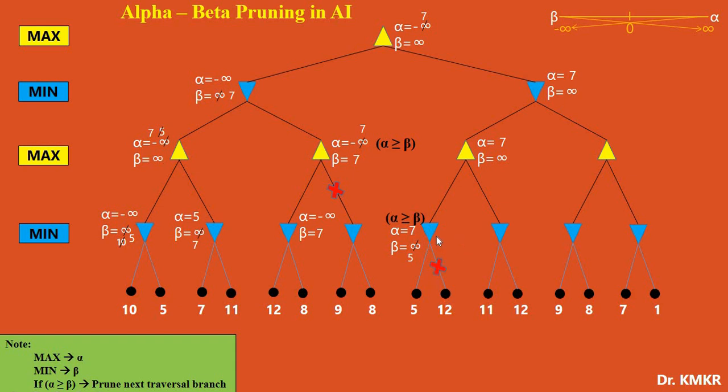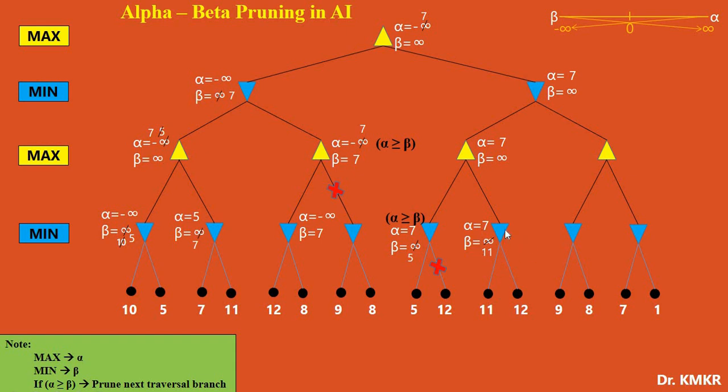So prune that. So backtrack to the maximum player level where 7 is compared to this minimum player level's alpha value 7 and beta value 5. So highest is 7, so no need to change. Okay, so it has been passed again to the next traversing branch. Alpha is equal to 7, beta is equal to infinity. Now 11 has been compared to the infinity, so 11 is the least. Replace the infinity value with 11, and again it has been compared with 12, which is greater than 11, no need to update.